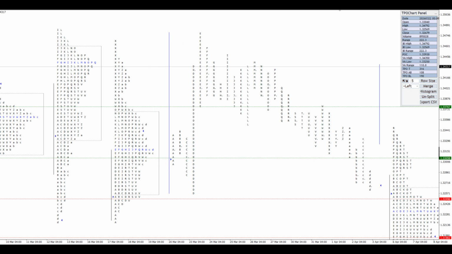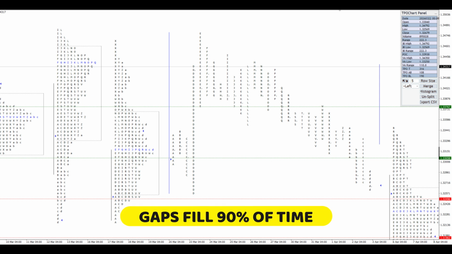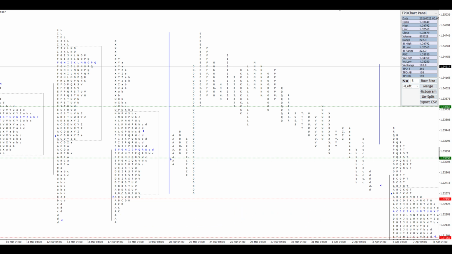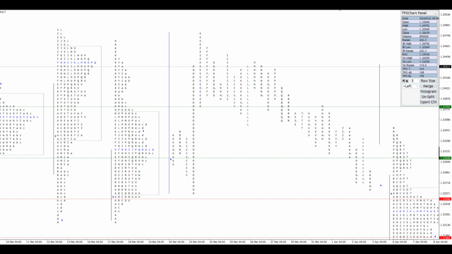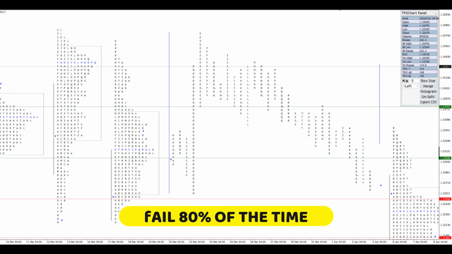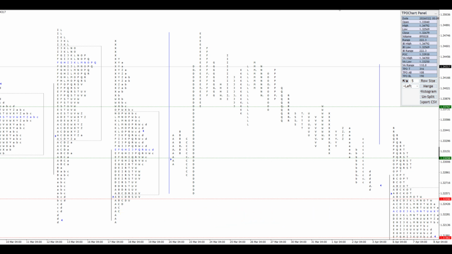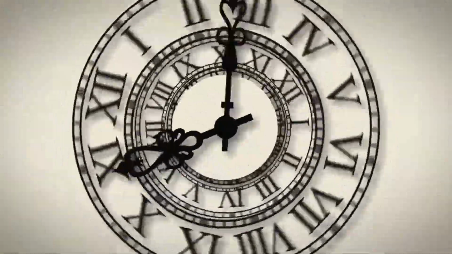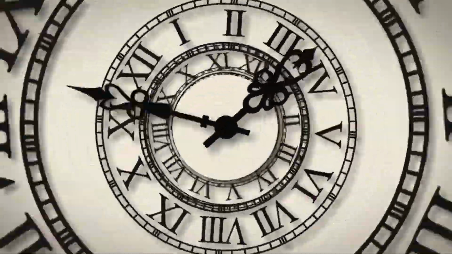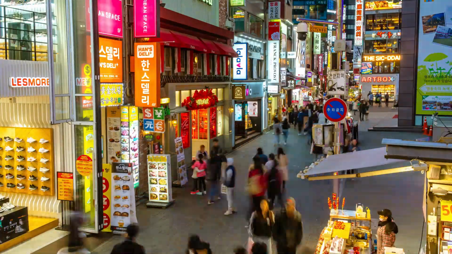These relationships have been studied to death. Gaps fill roughly 90% of the time. Value area trades happen about 70% of the time. Initial balances extend at least half of themselves 95% of the time. And here's a favorite statistic. Wide initial balances fail 80% of the time. Those numbers are all public. They exist because market behavior is repetitive and people with more spare time than we have crunch the data.